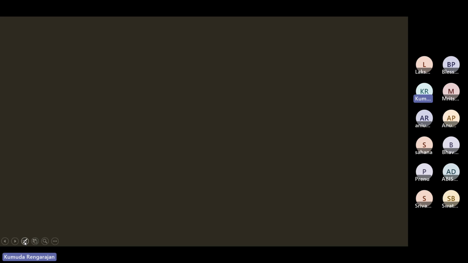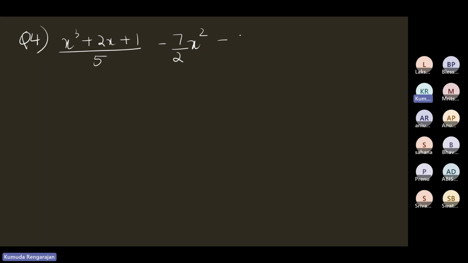The first image, we'll see the answer to question number 4. You have a polynomial there. It is x cubed plus 2x plus 1 by 5, minus 7 by 2 x squared minus x to the power 6. Now write the first one.